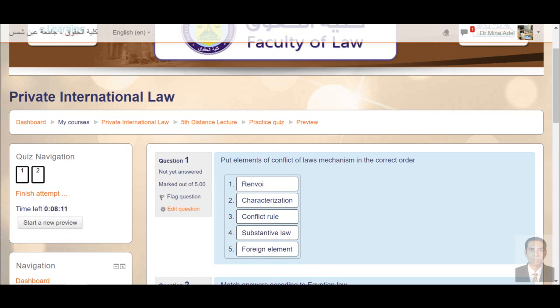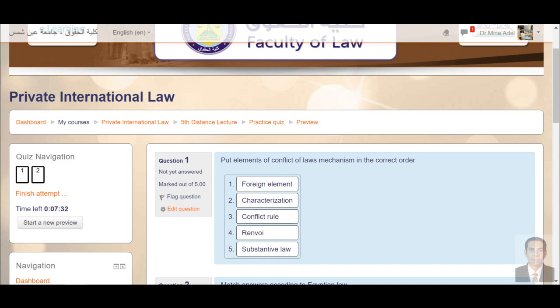Here we have renvoi, characterization, conflict rule, substantive law, and finally foreign element. If we want to start, as you know, we start with the foreign element, so we put it first. Then we have characterization. As you know, the primary characterization is lex fori, so we follow with characterization. The primary one will help us find the conflict rule, so normally it comes after, so we have the conflict rule.